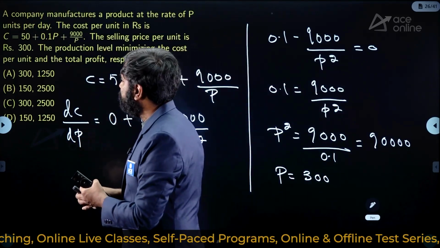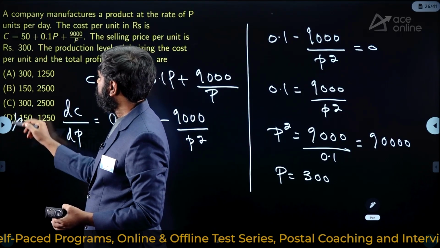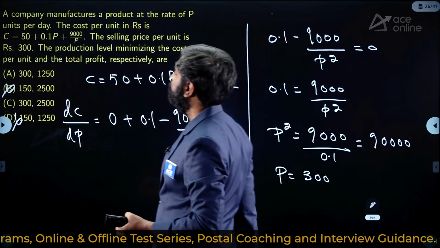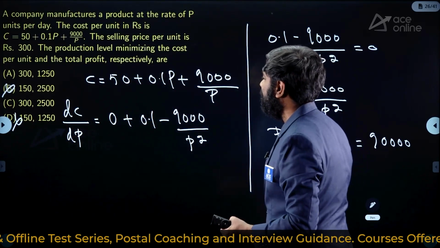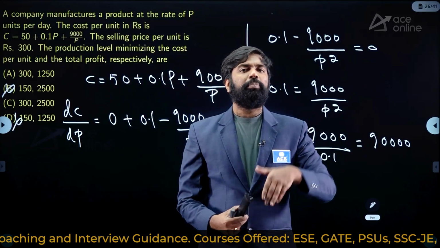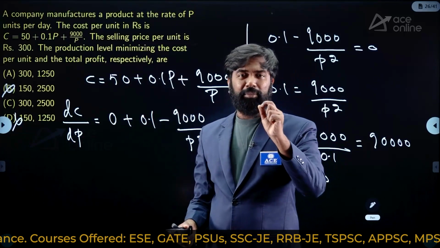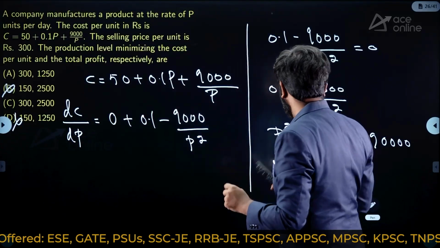Do we have such options? Yes, 300 is there, 300 is there. You can eliminate this, you can eliminate this. This is the first part of the question. So in the first part, they are asking how many units you need to produce so that the cost per unit is minimum. So the answer is 300.